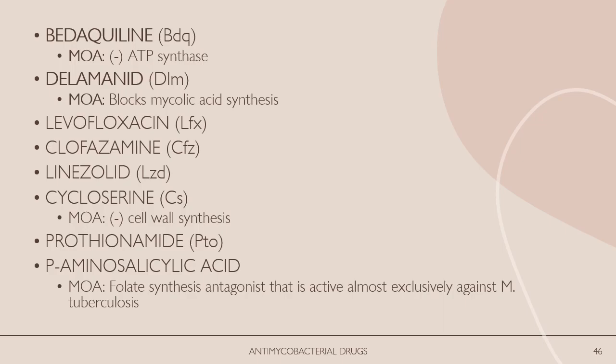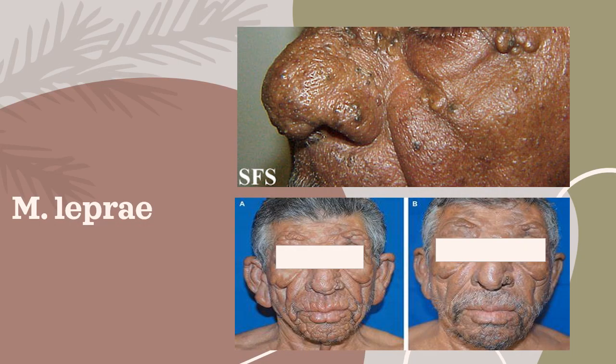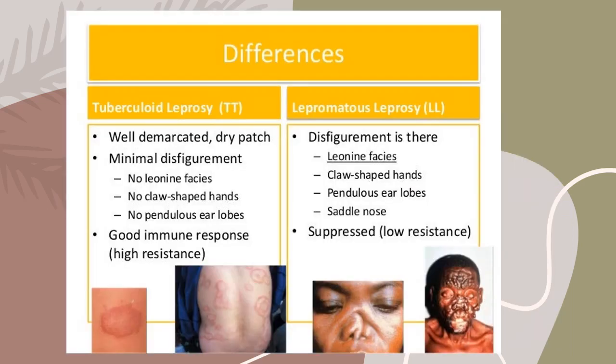Okay, so next, let us discuss leprosy caused by Mycobacterium leprae. Actually, we have two types of leprosy, no? Yung tuberculoid leprosy natin and your lepromatous leprosy. Okay, this is your tuberculoid leprosy and lepromatous leprosy. So don't worry, I will not ask this one in the exam. I just want you to see the difference between the two. This image was lifted from the web.